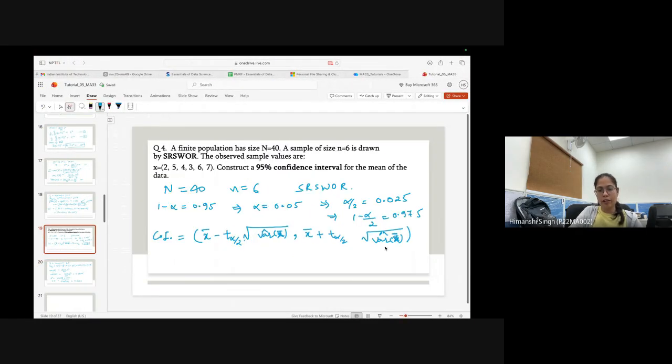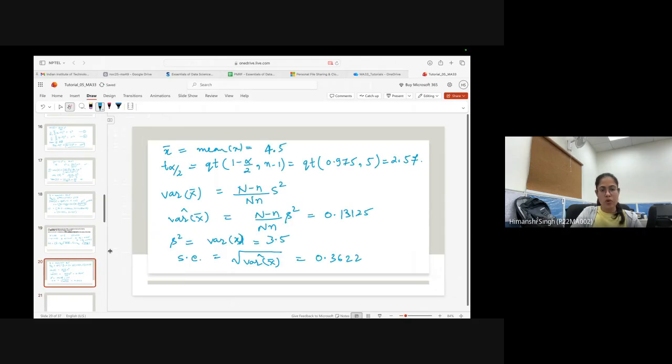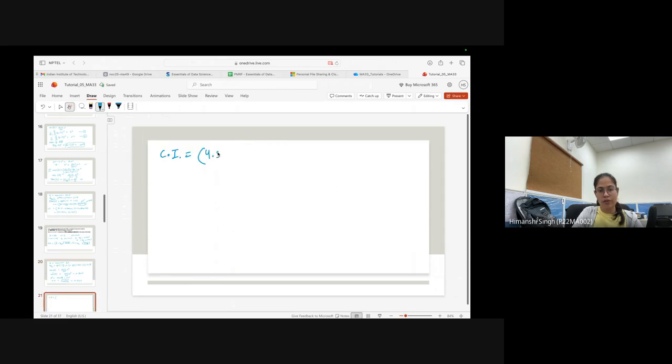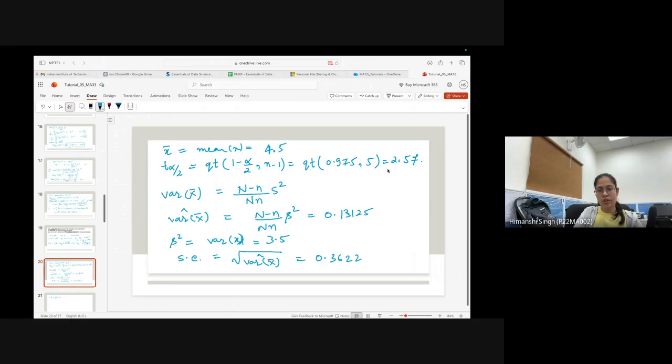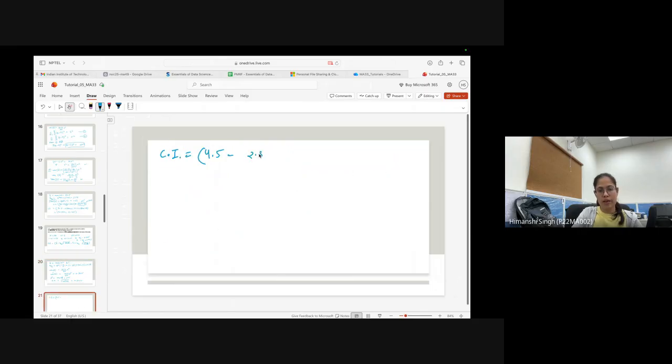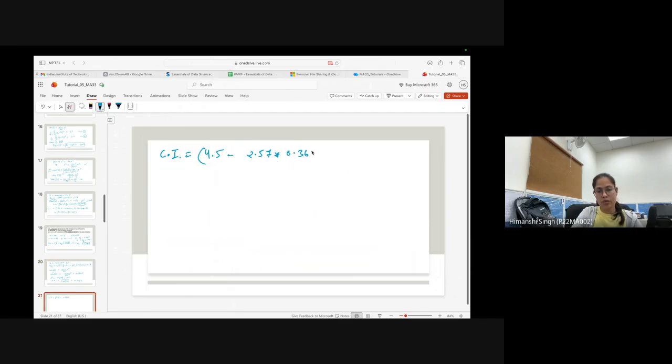Fine, now I have calculated all the quantities. Now I will just put them in the confidence interval. So the confidence interval will be x bar. What is x bar? It is 4.5. 4.5 minus T alpha by 2, which is 2.57, multiplied by the square root of this whole quantity, which is 0.3622. And the right side will be 4.5 plus 2.57 multiplied by 0.3622.